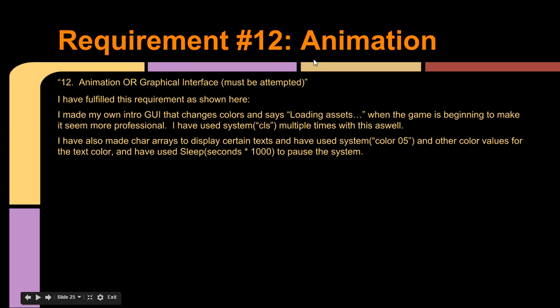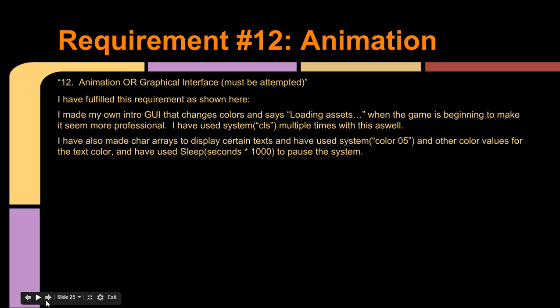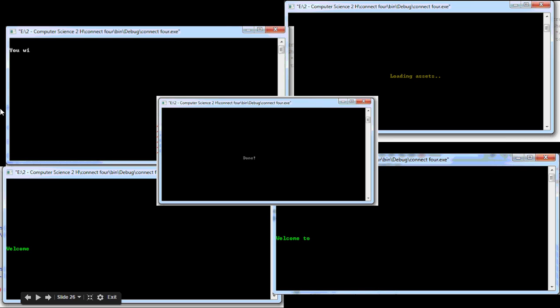Animation. And again, I'm going through this code soon. So, I made my intro GUI, however you want to say that. It says it's loading the game, and it changes colors, and it also has the char array, which you can't see really well here because of the screenshot, but it basically types it out there.